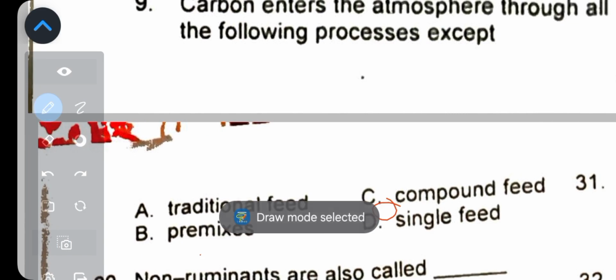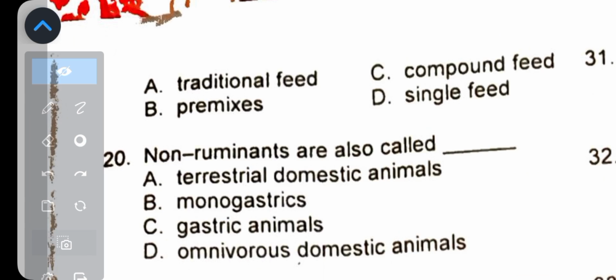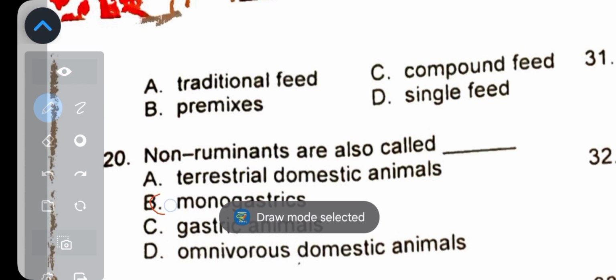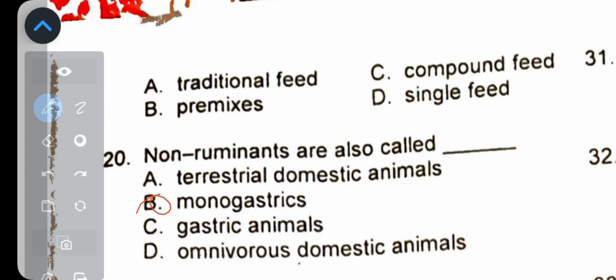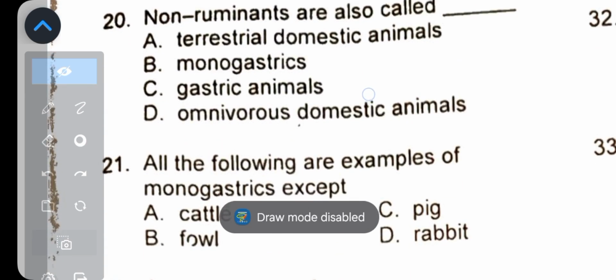Single feed. Question 20. Non-ruminants are also called A. Terrestrial domestic animals, B. Monogastrics, C. Gastric animals, D. Omnivorous domestic animals. The answer to question 20 is B. They are monogastrics.